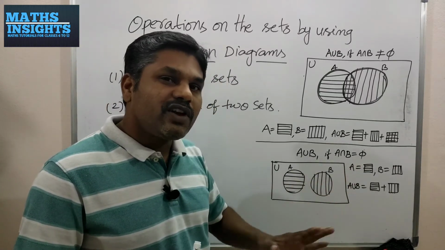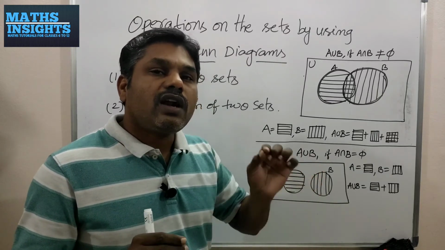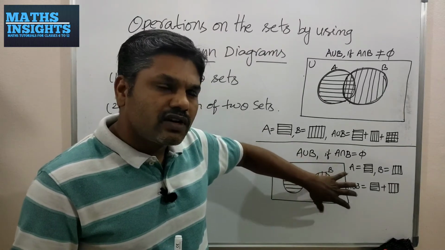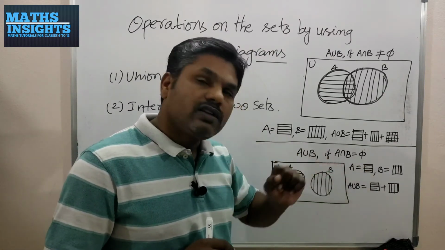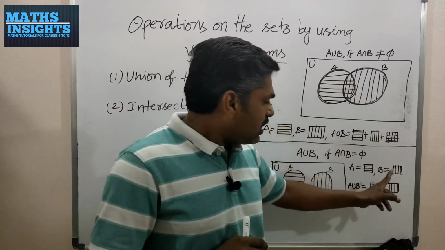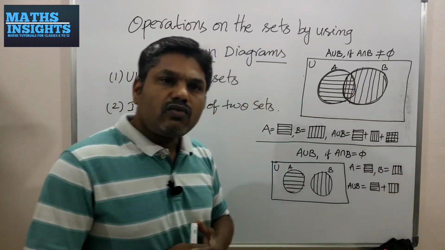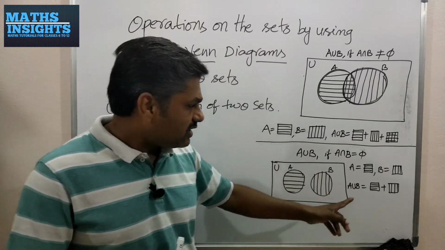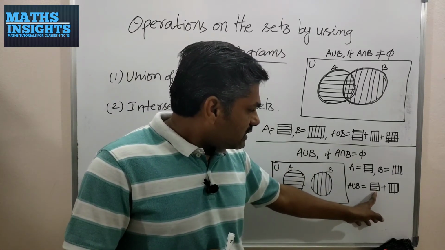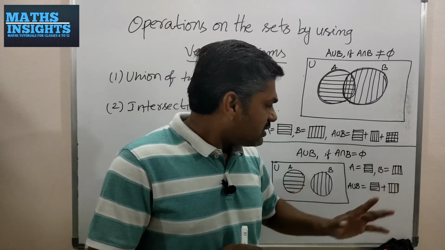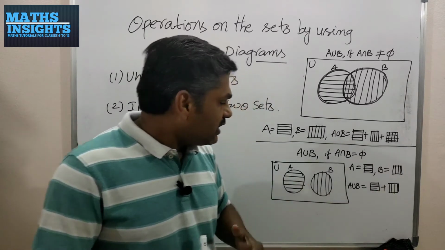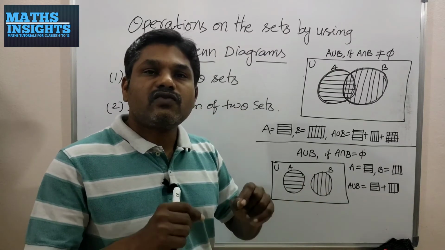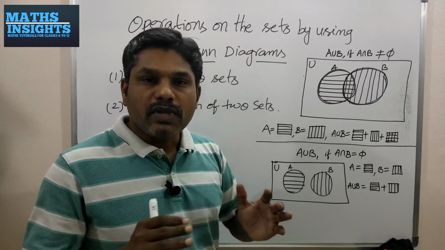Why? Because A and B are quite different. They don't have even a single element common in them. That's why this is different, this is different. That's why I am representing A with horizontal lines as usual and B with vertical lines. Now the area which shows A union B is nothing but the set of horizontal lines plus the set of vertical lines. There is no common area. There is no area where these vertical and horizontal lines are meeting.